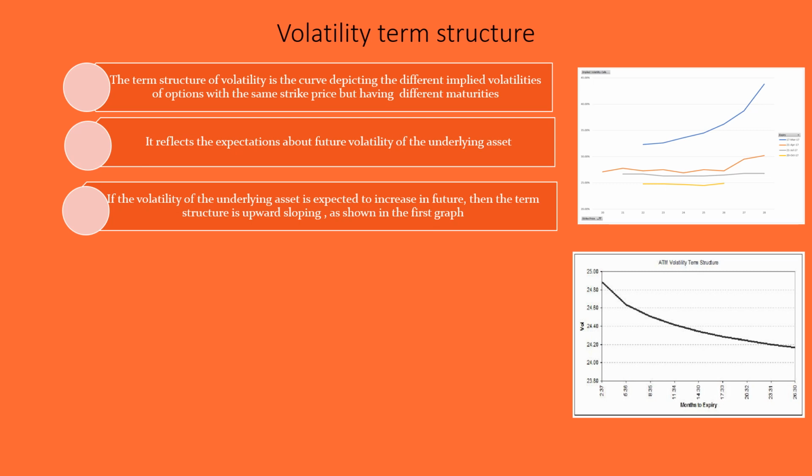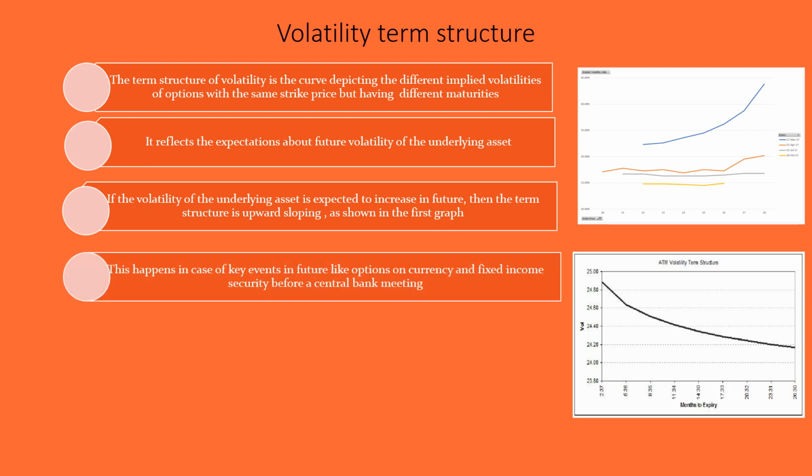If the volatility of the underlying asset is expected to increase in future, then the term structure is upward sloping as shown in the first graph. This happens in case of key events in future, like options on currency and fixed income securities before a central bank meeting.